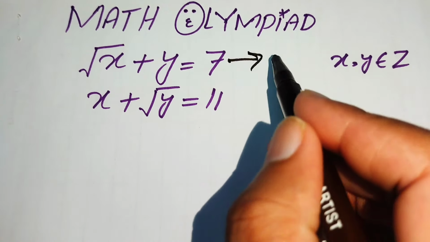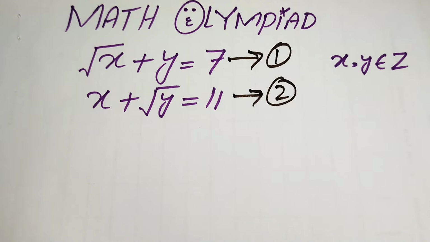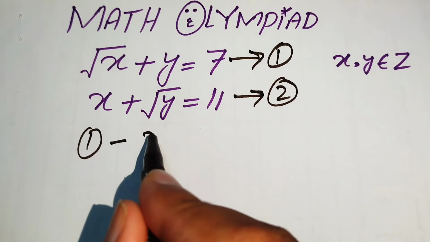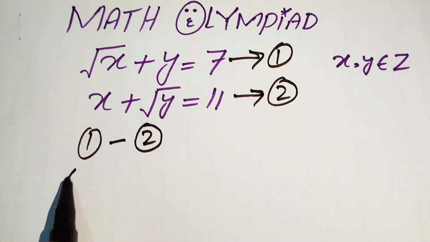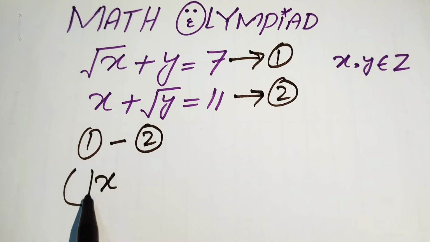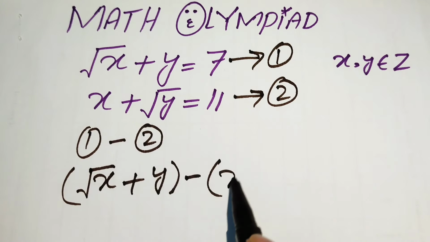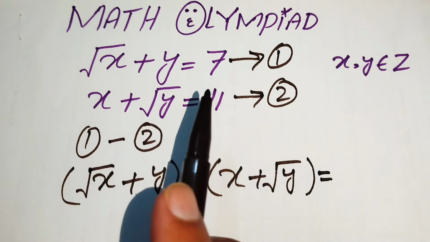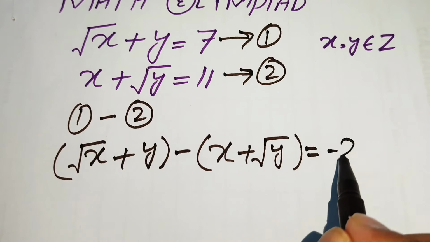First we call this equation number 1 and this equation number 2. Now we solve these two equations and we easily get the values of x and y. First we subtract equation number 2 from equation number 1. Our first equation is square root of x plus y, minus our second equation x plus square root of y, equals 7 minus 11, and 7 minus 11 equals minus 2.